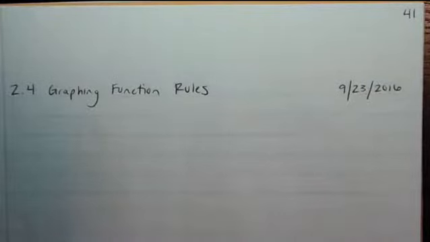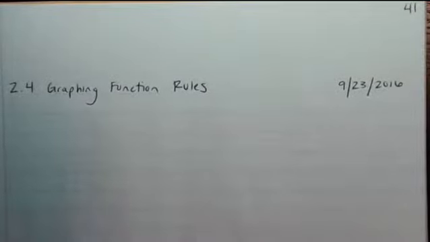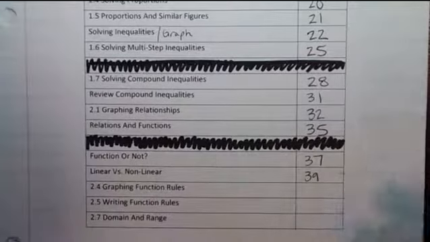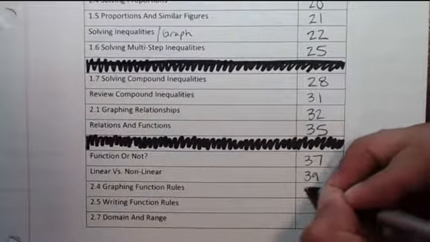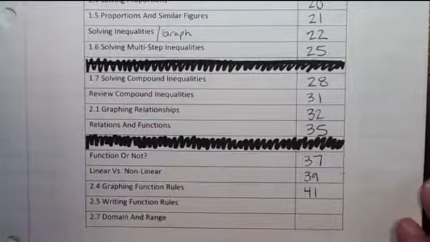Today is September 23rd. Go ahead and head that as well as the page number in the top right corner and fill out your table of contents. So this is page 41 for me, and we are graphing function rules today. 2-4.